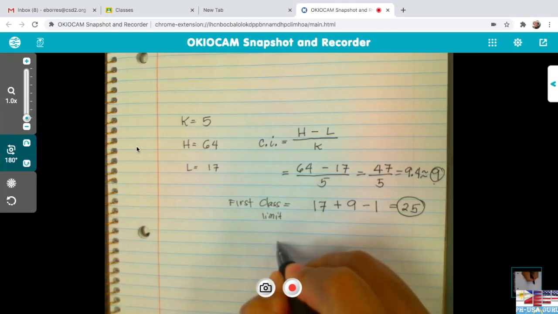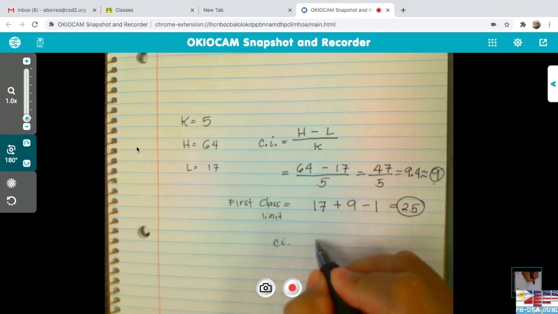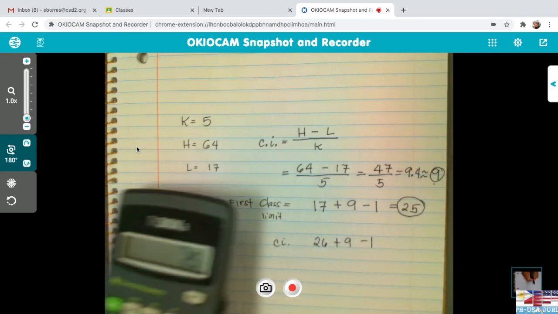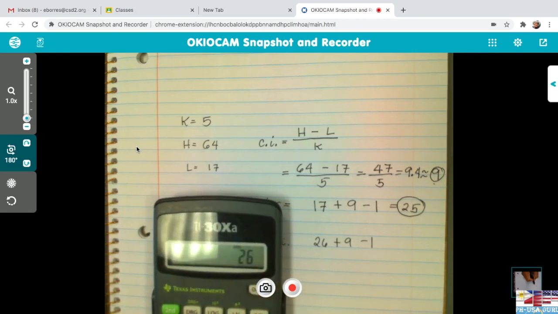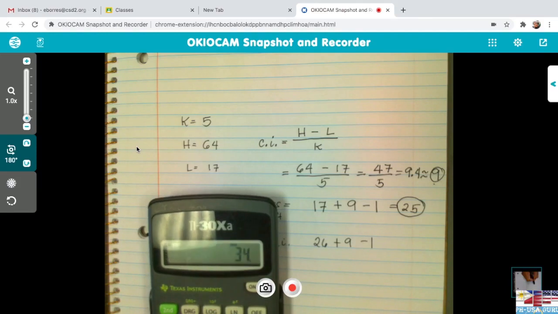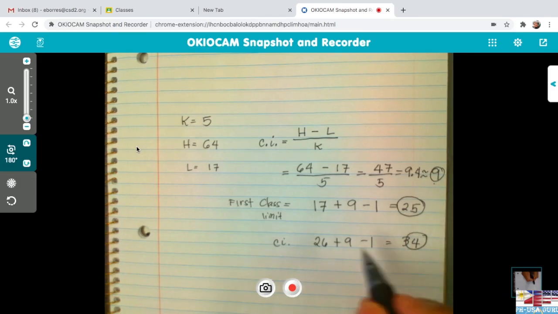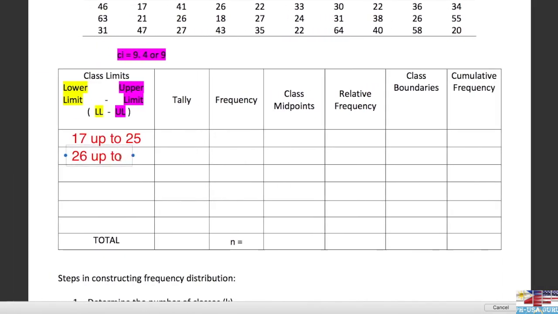Your class interval will be 26 plus 9 minus 1. So what is 26 plus 9 minus 1? That is 34. So our second class limit or class interval would be from 26 to 34 inclusive. So this will be up to 34. Next, mutually exclusive, so this will be from 35. Let us use this one.